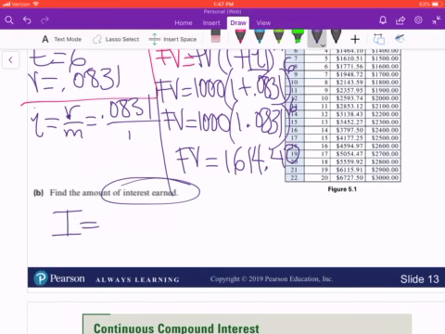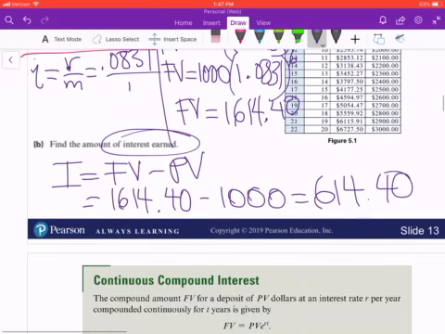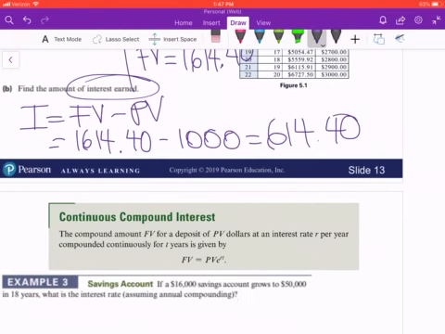Now to find the amount of interest earned, we could take the future value minus the present value. So this will be 1614.40 minus 1,000, and that will equal 614 with 40 cents. And so that will be the answer for part B.